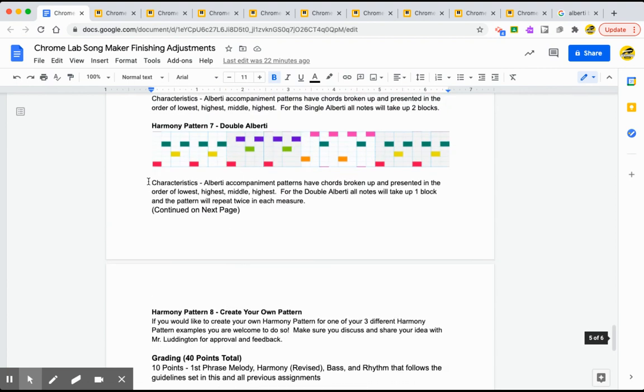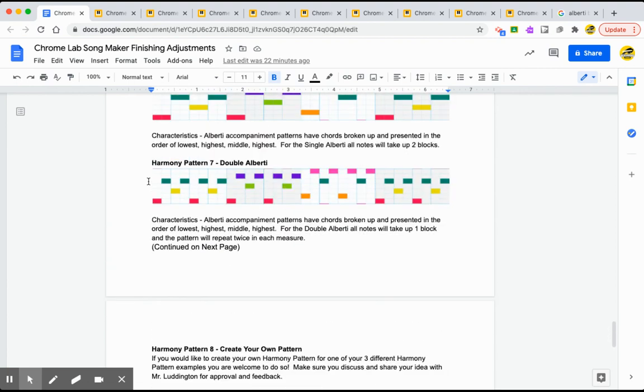Now, I have left one option open. Because you're going to be creating three of these to compare together, I will leave it open if you would like to create one. If you have something in mind that you would like to try and hear what it sounds like as one of yours, you could create your own accompaniment pattern. If you would like to create your own harmony pattern for one of your three different harmony pattern examples, you are welcome to do so.